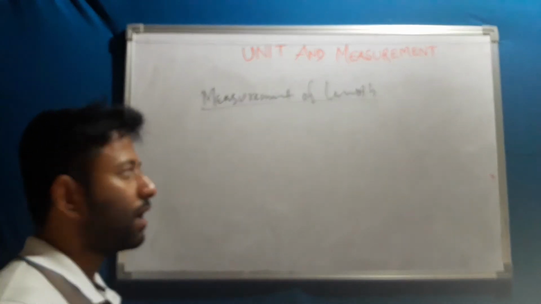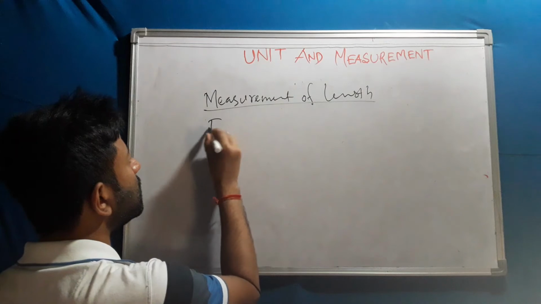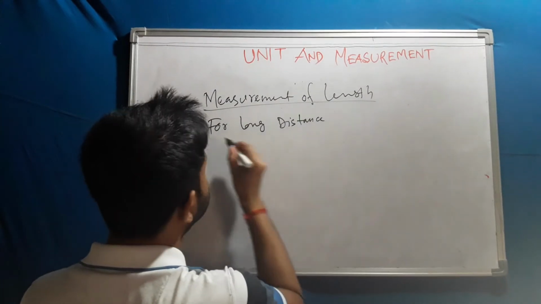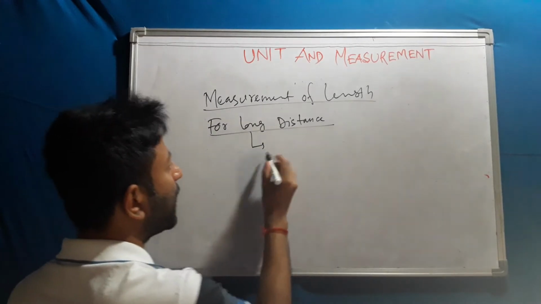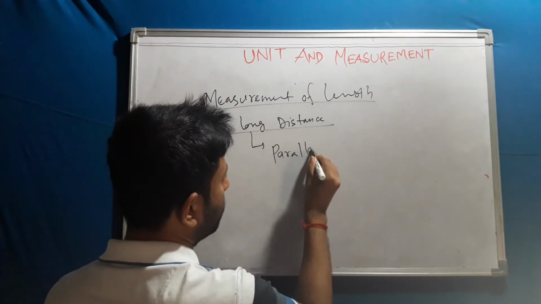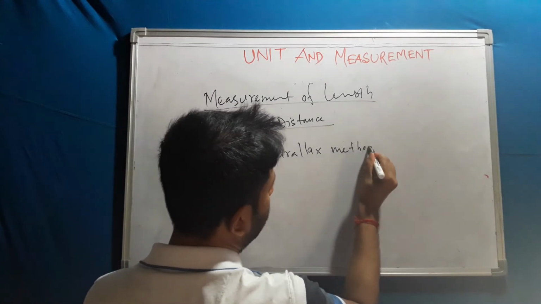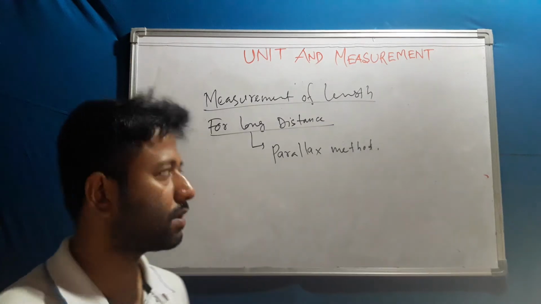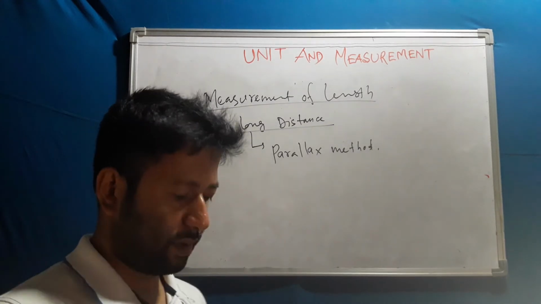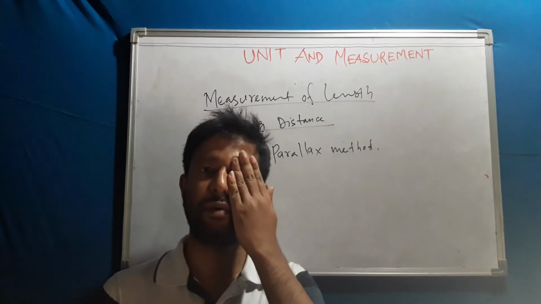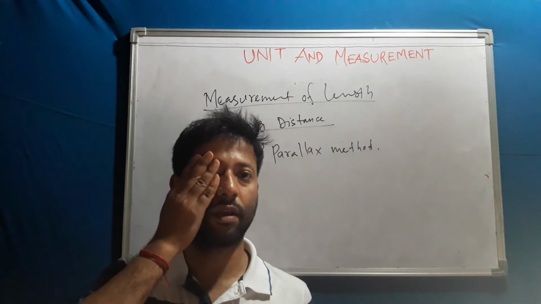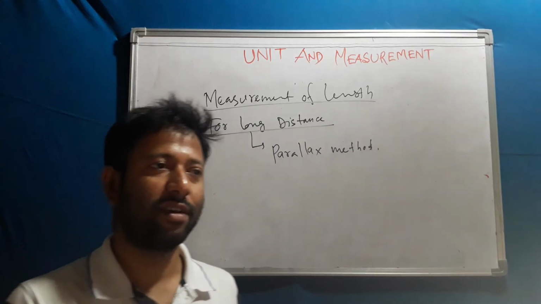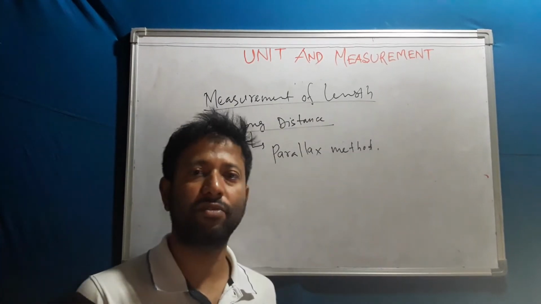That means the measurement of a large or long distance, we use which one? This is known as the parallax method. So what is the parallax method? Suppose whenever you observe, opening one eye, you fix one object, and now you open the other eye, you fix another. You will see that this object is changing. You can do it by yourself also. So the basic concept of the parallax method is this one.